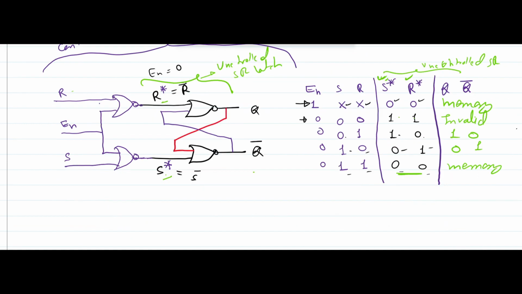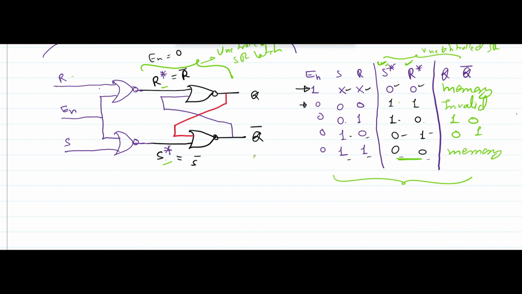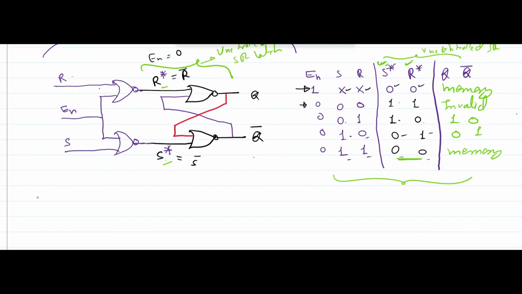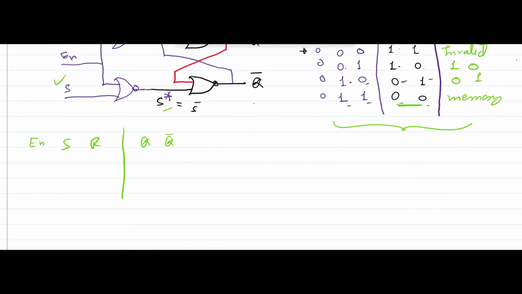This is how it will work. Using this table I will write the truth table, which is a combination of input and output entries. Let me write that here. En is one input, and this S and this R I will take as inputs. The outputs will be Q and Q bar. So what are the input combinations?